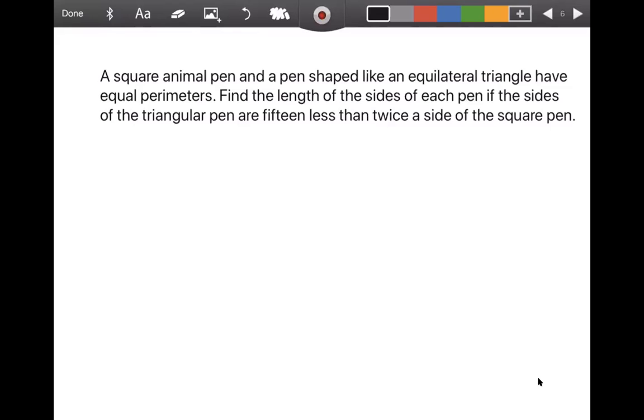So we have a square animal pen, and by pen, I mean an enclosure where you would keep, I don't know, pigs or dogs or chickens, and an equilateral triangle. And those two pens have to have equal perimeter. All right, so I'm itching here to define a variable. I'm trying to decide how I should do that. It's asking for the length of the sides of each pen.